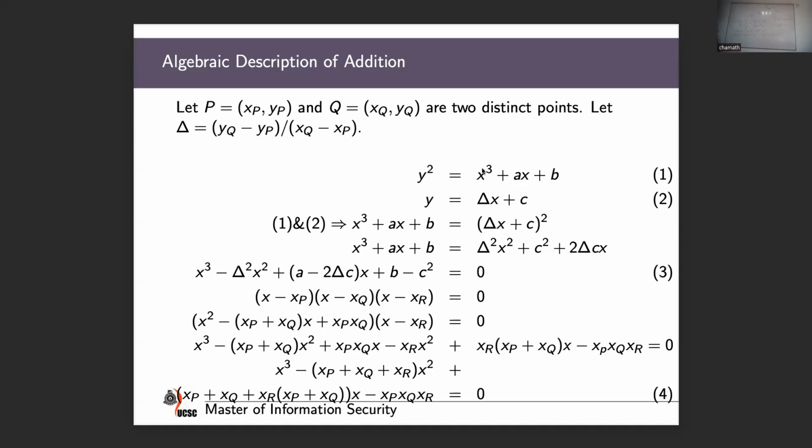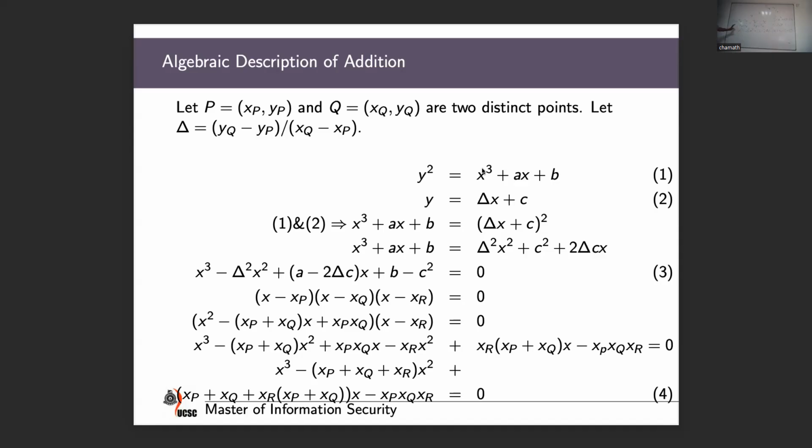I can rearrange that, bring these terms to the other side, and I get this equation in this form: x cubed minus delta squared x squared plus (a minus 2 delta c) x plus b minus c squared is equal to 0. So this has x cubed, this is a cubic equation.